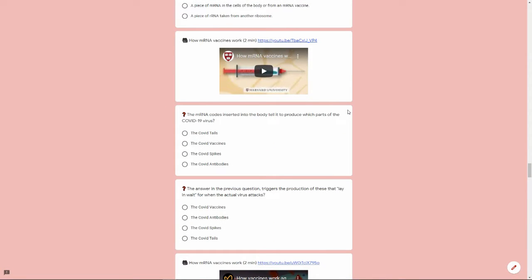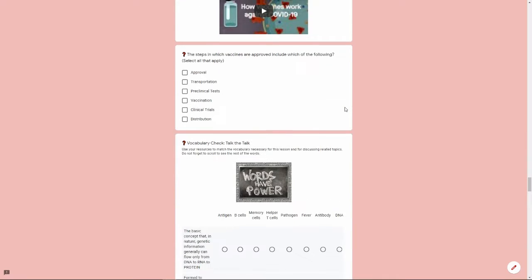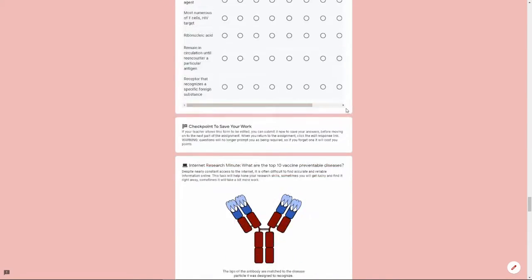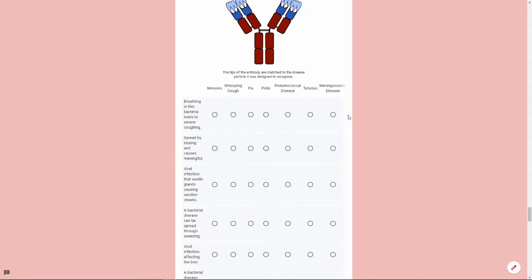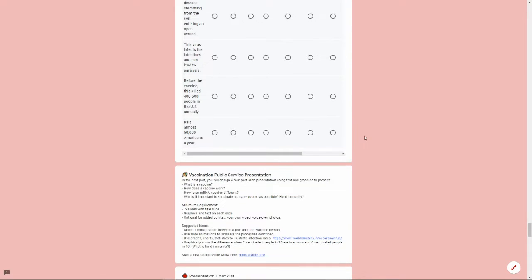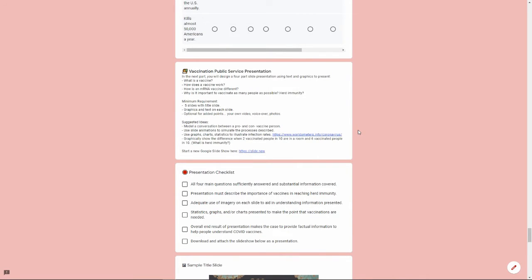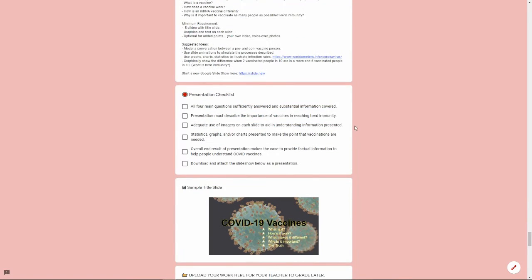Once you're finished with that, you'll look specifically at how mRNA vaccines take advantage of that to produce the vaccine. And then there's a vocabulary check and internet research minutes where students will actually use Google to expand their knowledge. At the checkpoint, they can continue this the same day or complete this part of the lesson the following day.